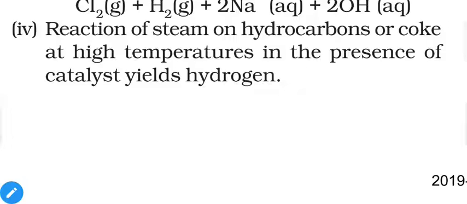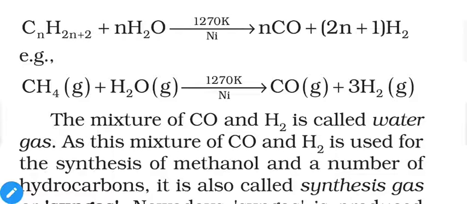Now the next production method is steam and hydrocarbon in presence of a catalyst, which produces hydrogen gas. So when we have hydrocarbon with water or water vapor at high temperature with a catalyst like nickel, it produces a mixture of carbon monoxide and hydrogen gas. Now it is known as water gas, and this water gas is used for synthesis of other compounds, and that's why it is also called syngas.